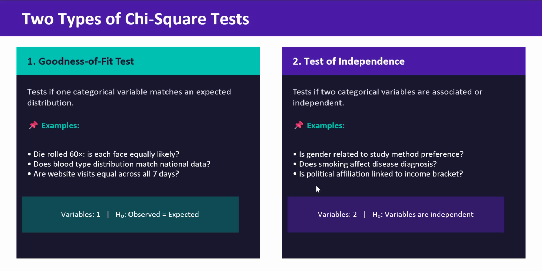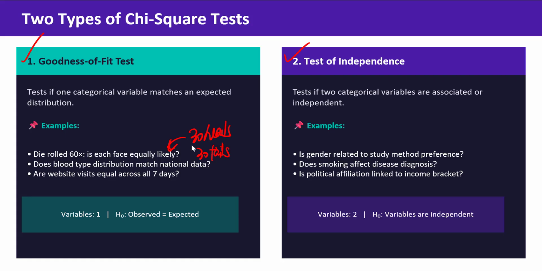Now, there are two tests. The first one is the goodness of fit test, and the other one is the test of independence. We'll take a look at the goodness of fit test first. We test if one categorical variable matches the expected distribution. For example, when flipping a coin 60 times, are you getting 30 heads and 30 tails? If you're getting roughly 30 heads to 30 tails, that means each face is equally likely.